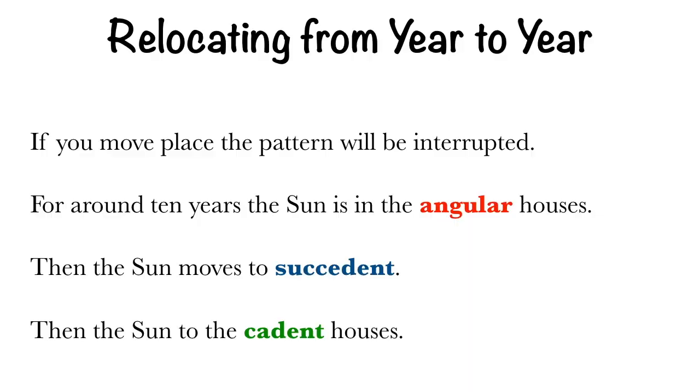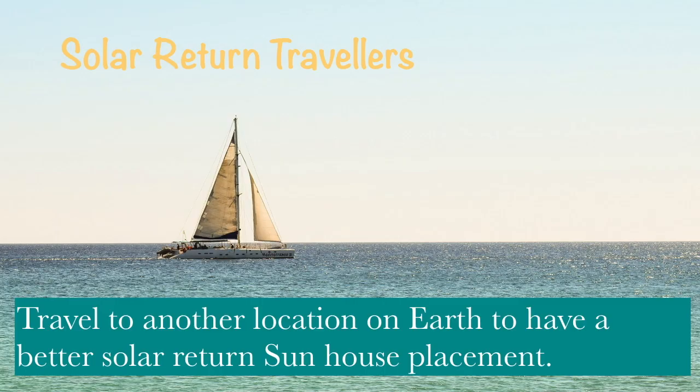So if you do move place, this pattern will be interrupted. As I said, the sun is in the angular houses for 10 years, and it moves to succedent and then into cadent. So the point is that you could become a solar return traveler, and this is somebody who looks at their next solar return position and says, oh, perhaps the sun's going in the 12th house, and then thinks, I don't really want to have a 12th house sun year. I want to perhaps launch a business.